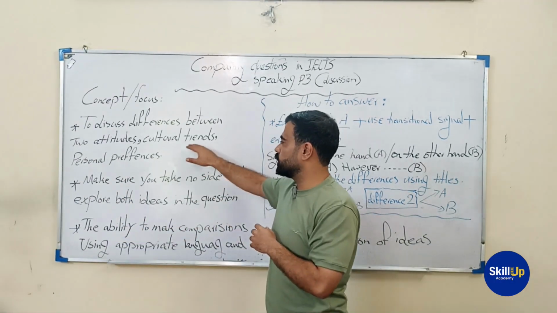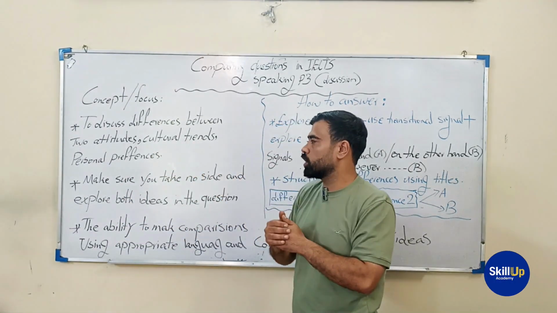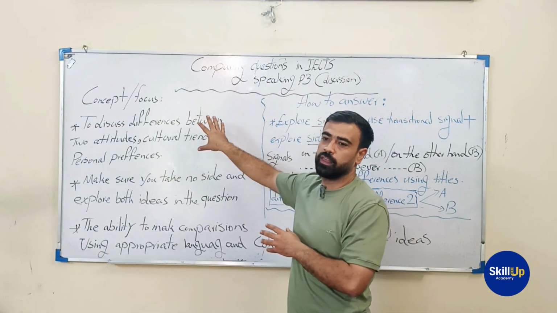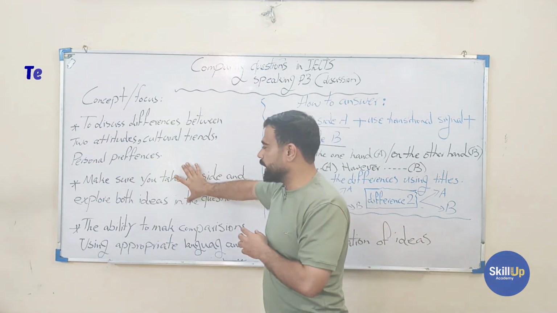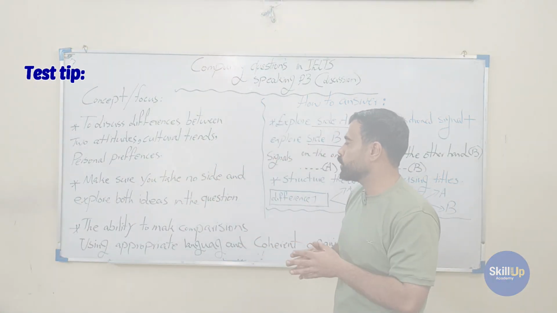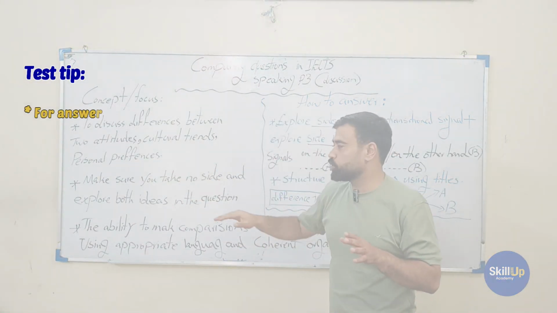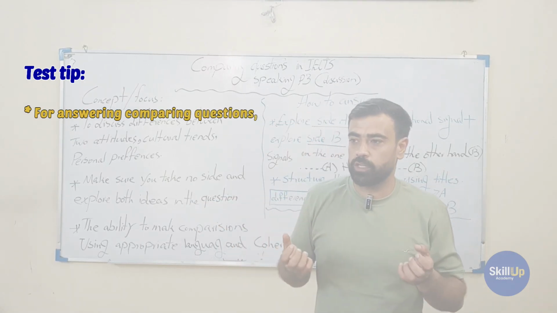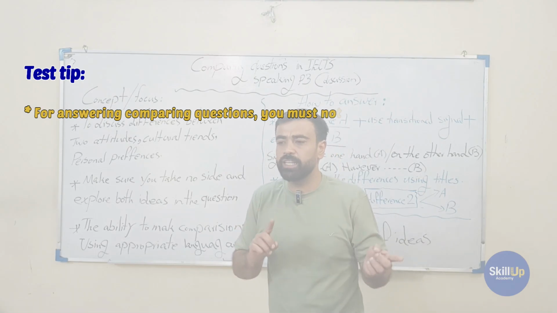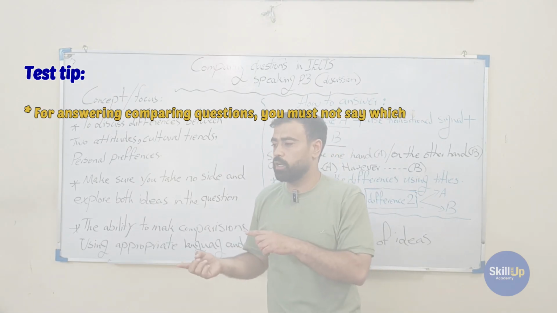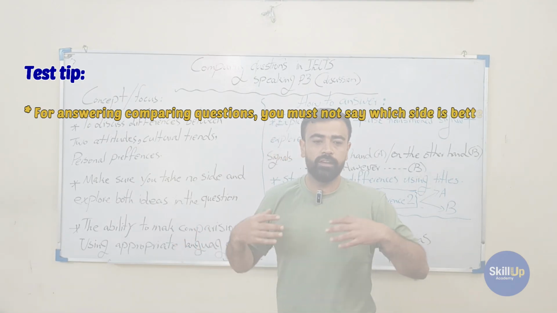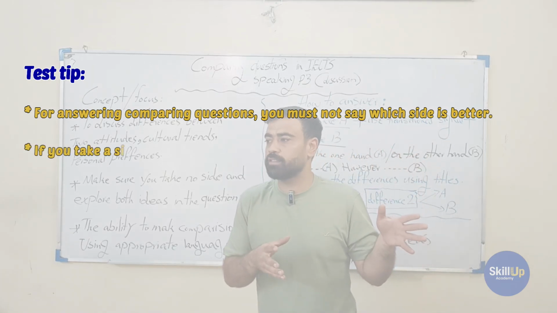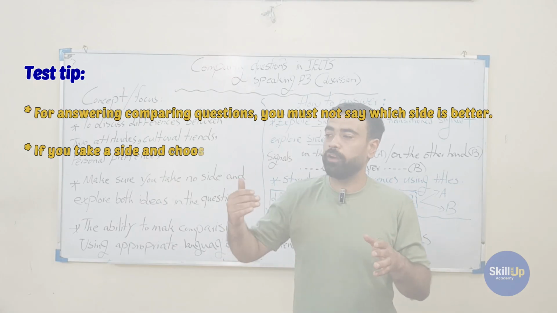As you can see, these are the three main things that you are supposed to talk about. And because IELTS Speaking Part 3 is discussion, mostly these are abstract things. The next thing to remember: make sure you take no side and explore both ideas in the question. Imagine I asked you, what's the difference between living in a city and living in the countryside? When you start answering, you say, okay, from my point of view, living in mega cities is far better than rural areas.